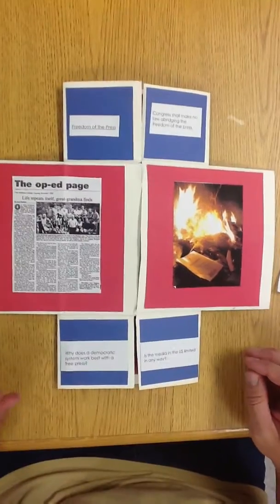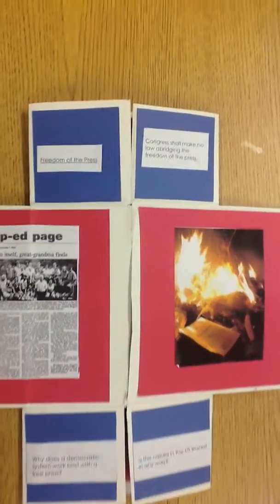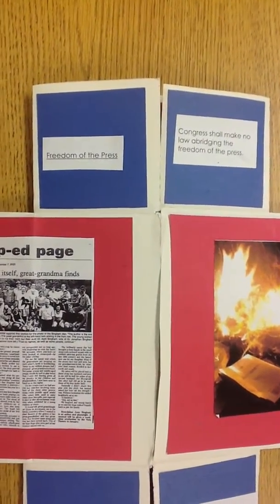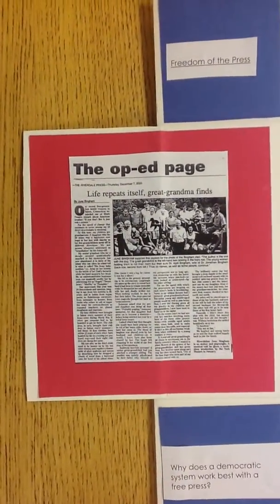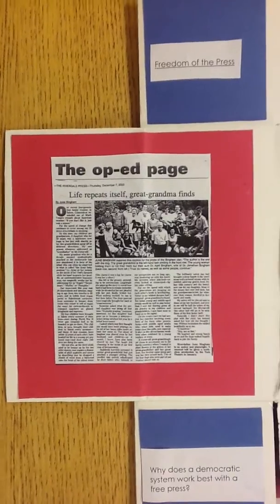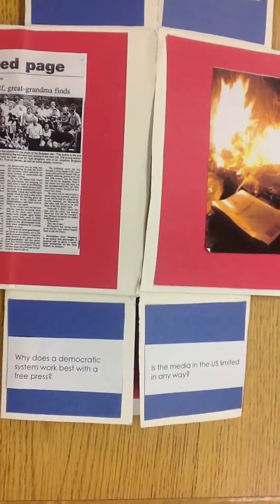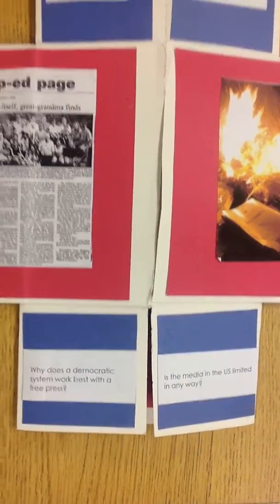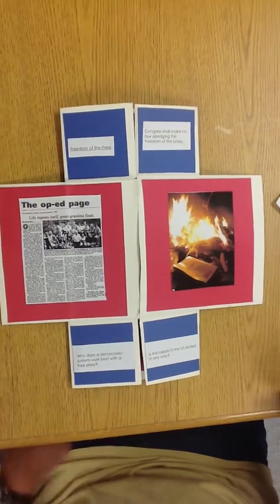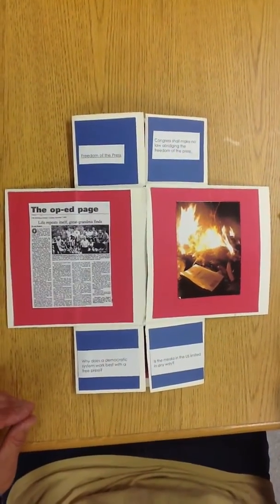On page 3, we focus on freedom of the press. Congress may not restrict the freedom of the press, and I ask students to examine why a free press is necessary in a democratic system, and have there been instances where the U.S. has limited that right? Do they currently limit the media in any way, and have they done so in the past?